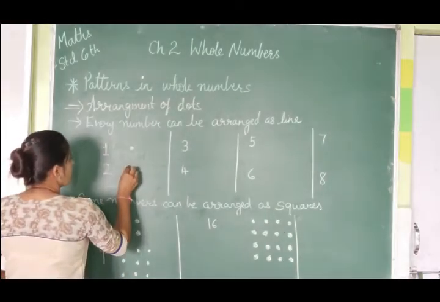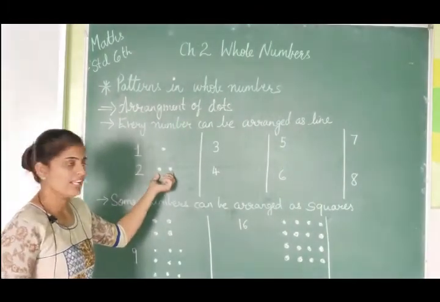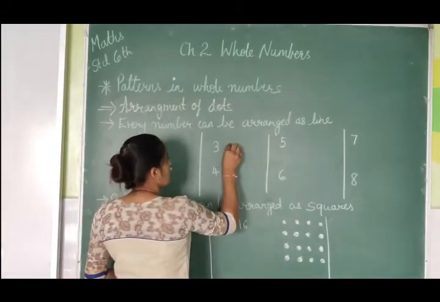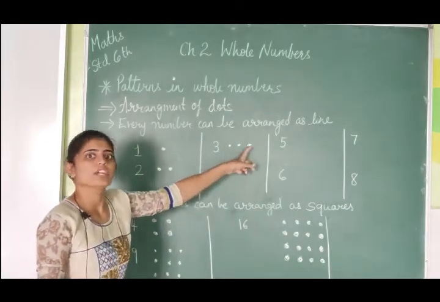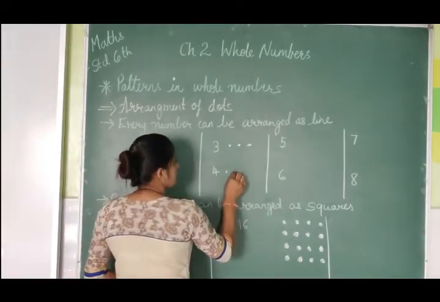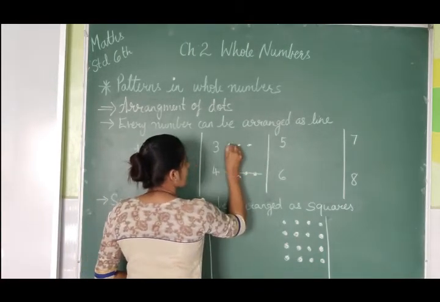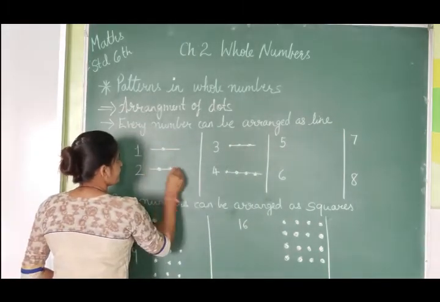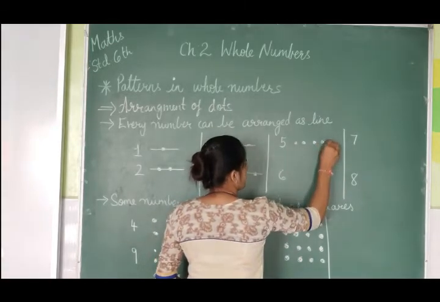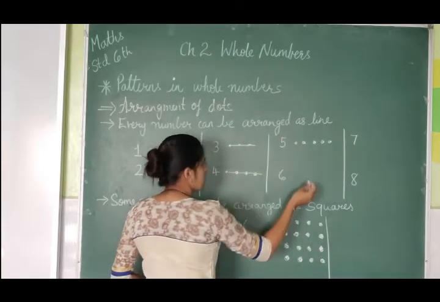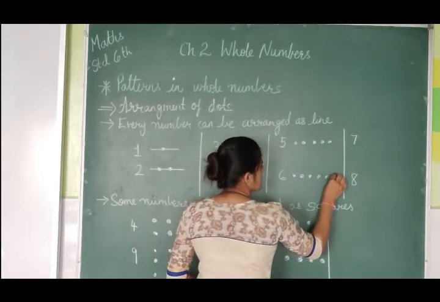Now for 2 we can draw 2 dots, and you can see they are in a single line. For 3 also we can draw 3 dots, 1, 2, 3, and a single line can be drawn through them. Now for 4, 1, 2, 3, 4, a single line. For 5 and 6 also, the dots can be arranged in a line.